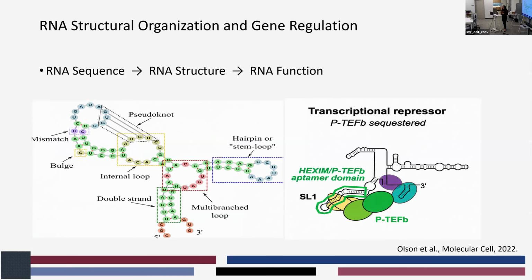But there is another important layer to this regulation. RNA is made as a single-stranded linear molecule, but it doesn't stay in the same fixed structure. It is a very dynamic molecule. It can fold back on itself and make different secondary and tertiary structures, like stem loop structures.